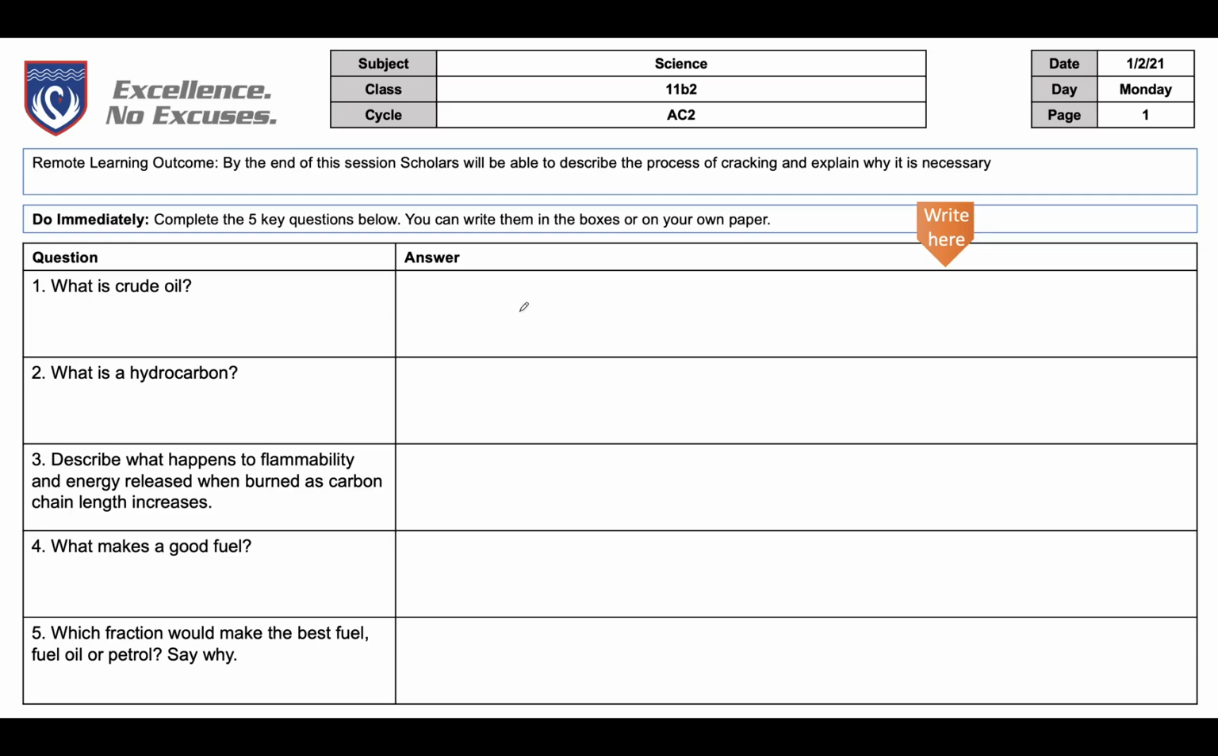Morning Year 11. Today we're going to look at the process of cracking. So hopefully you've had a chance to look at the do now questions before you've watched this DI. If not, pause the video, have a go at the do now.